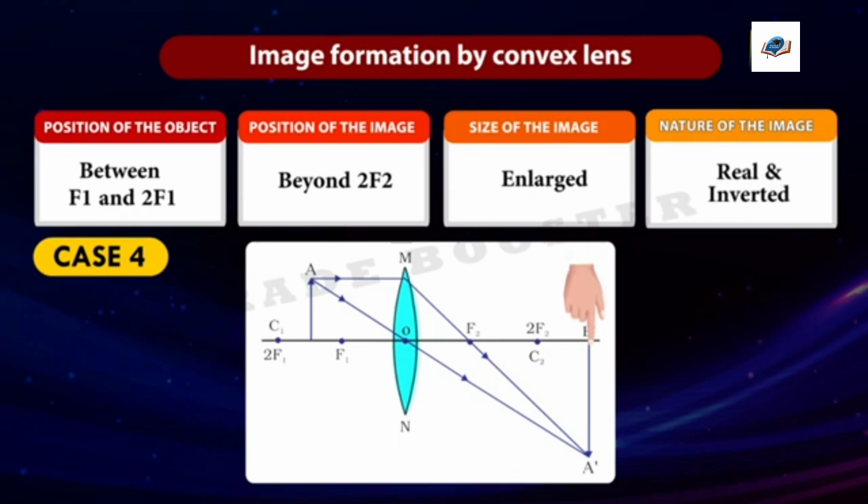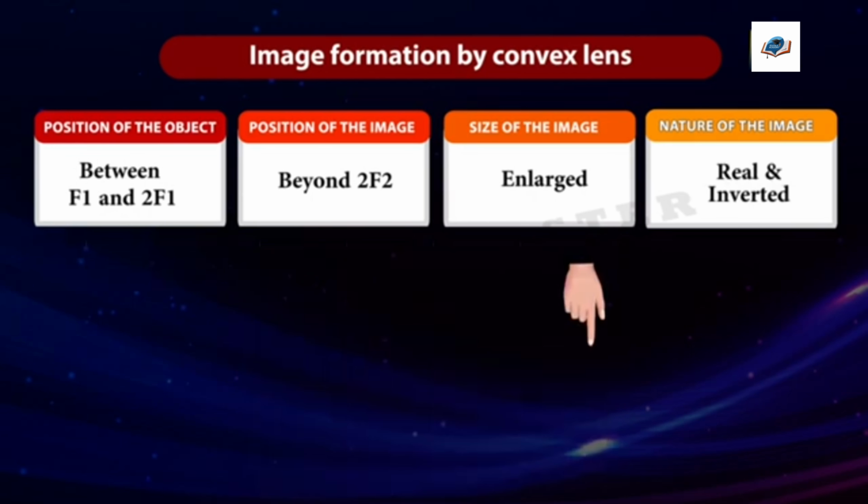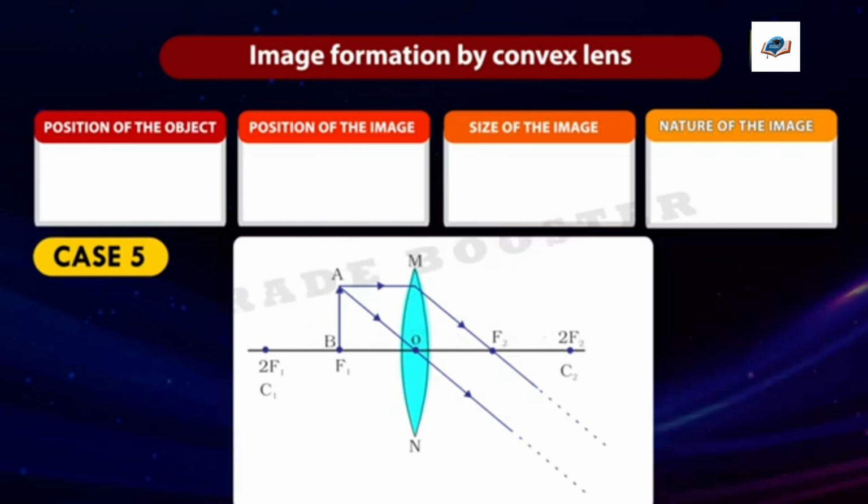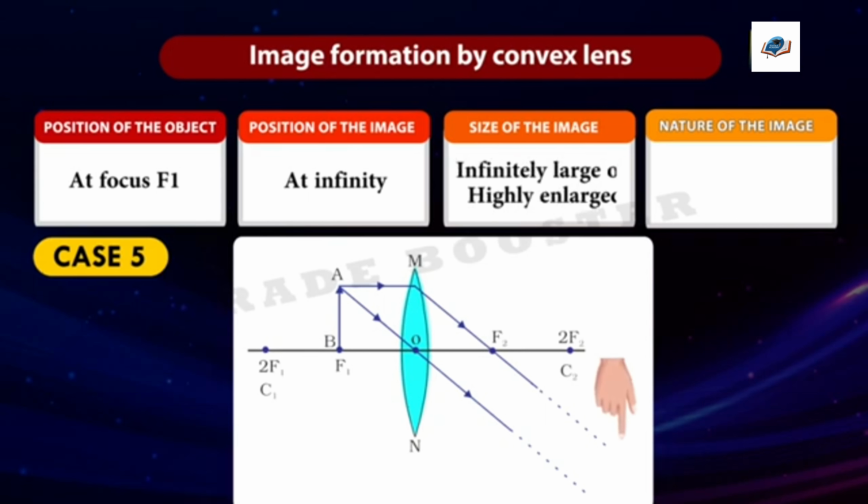Case 5. If the position of the object is at focus F1, the position of the image will be at infinity. The relative size of the image is infinitely large and highly enlarged. The nature of the image is real and inverted.